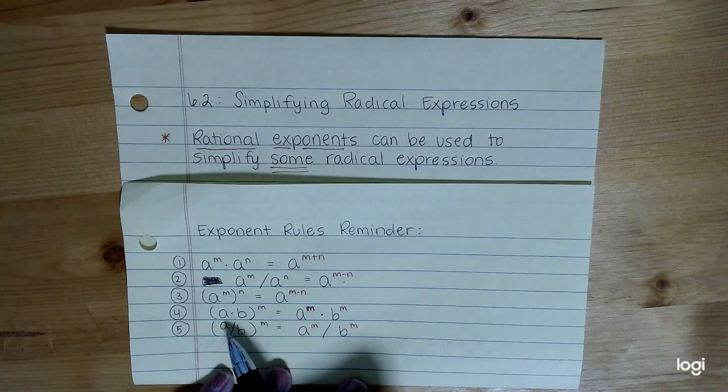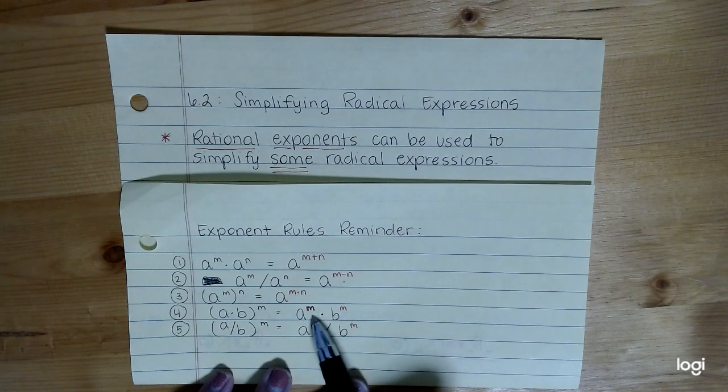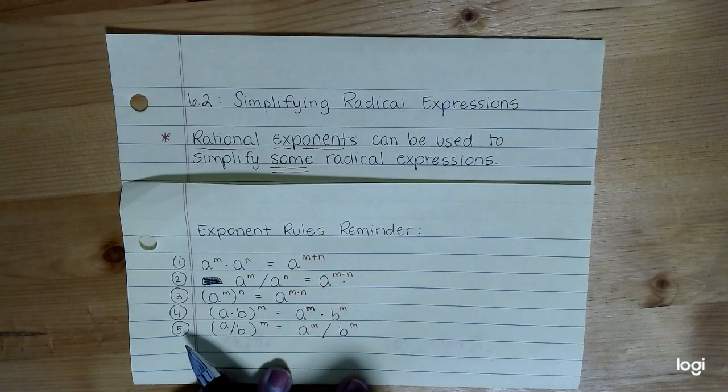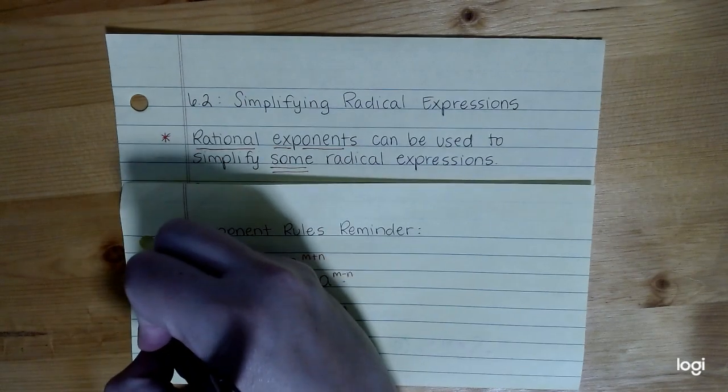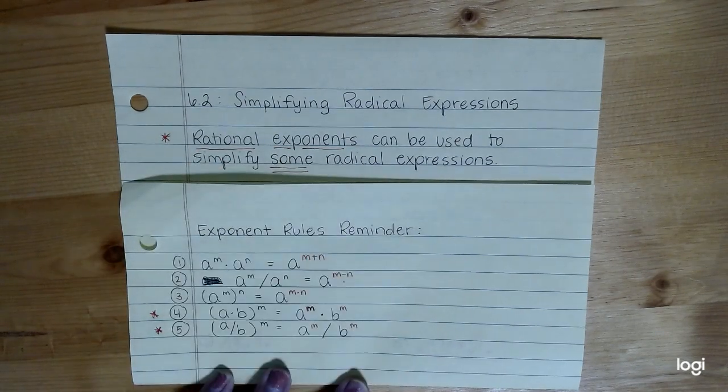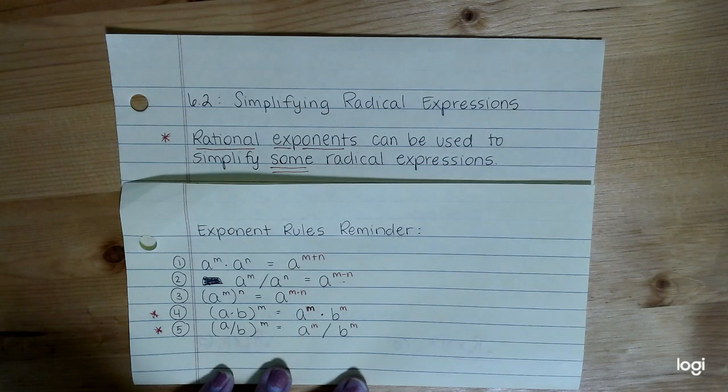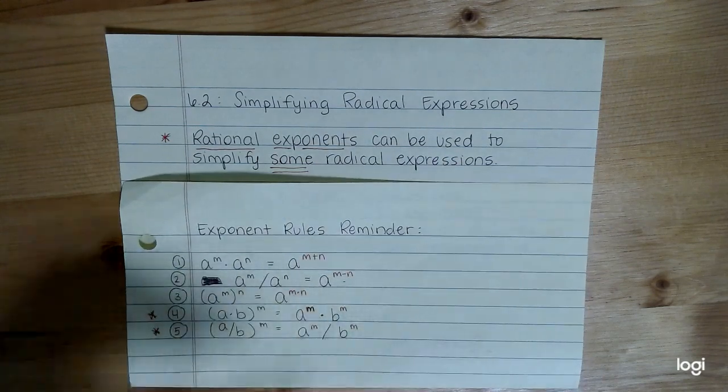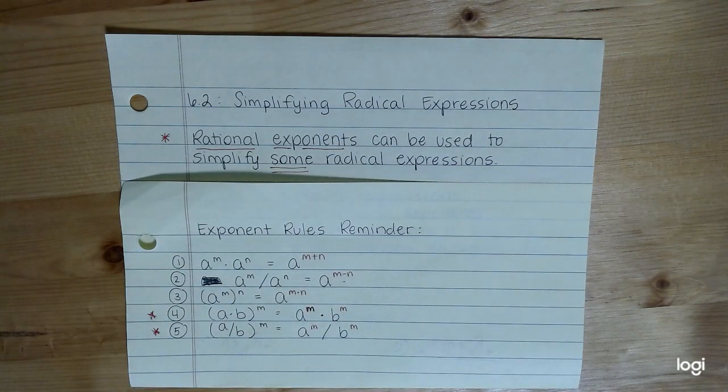So if I have a quotient raised to a power, each component of that quotient can be raised to that power. So just be very careful with 4 and 5 that you don't extend that rule into sums and differences, because it doesn't work that way. All right, so I'm going to stop this installment here and then pick up with our examples in the next installment.